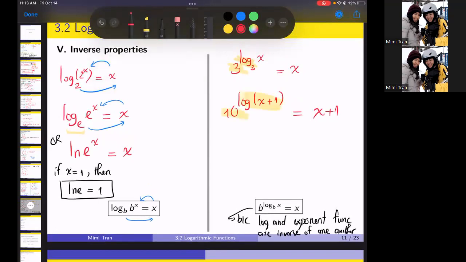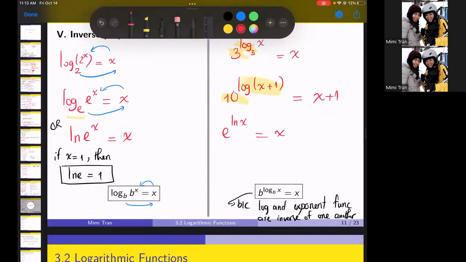Very good. Very good. e to the ln of x equals x. Another note, if x equals 1, then e to the ln of 1 equals 1. Right. Very good. I'm glad you came up with an example. 2 bonus check marks for you.